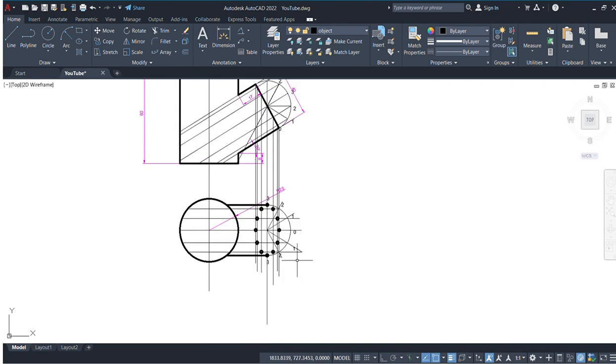So once you have all those points, join the points using a French curve.